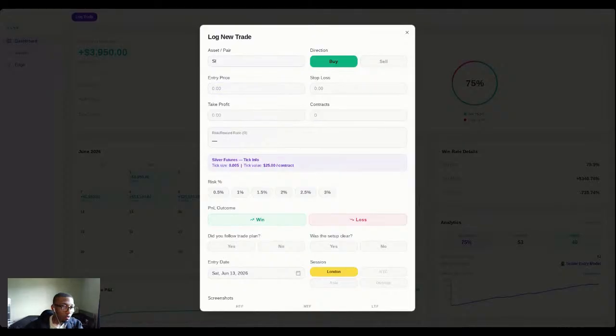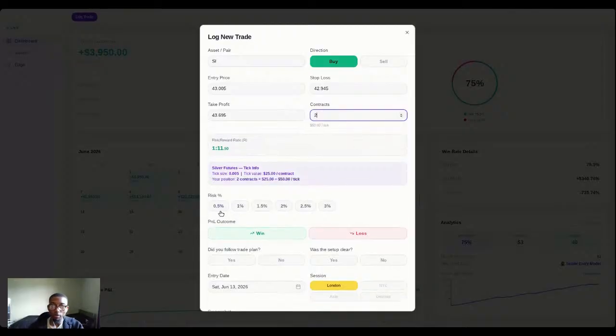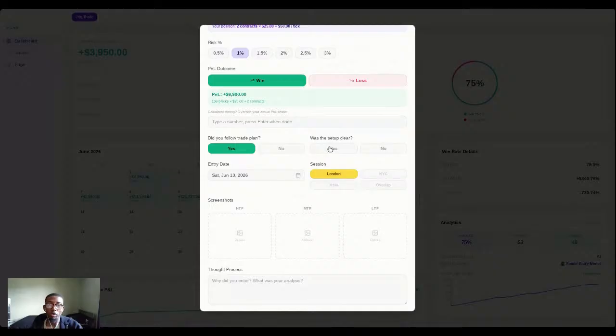So I entered at 43005. My stop loss was at 42945. My take profit was at 43695. So this is a 1 to 11. I did two contracts, which is $50 a tick, risking 1%. I won this trade. Like I said, I won $6,900. I followed the plan. The setup was crystal clear.